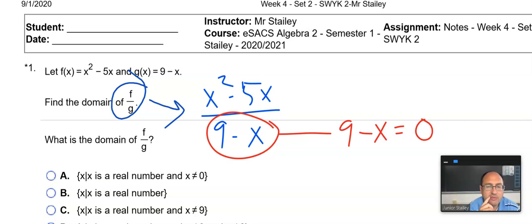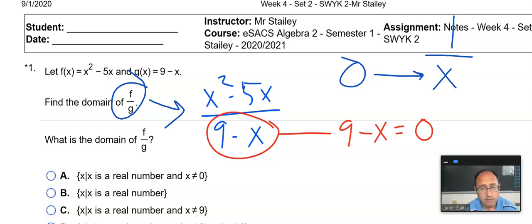Now, there are other types of domain problems, which we can get into when we start doing things like radicals. But for now, let's just talk about denominators. Think about this. If you have something like 1 over x, what's the only number in the universe that you can't put in the bottom there? You can't put a 0 in there because 1 divided by 0 does not work.